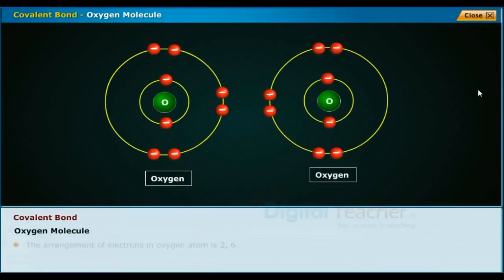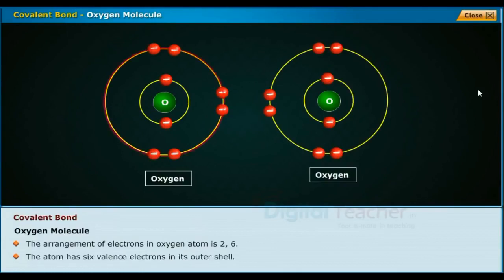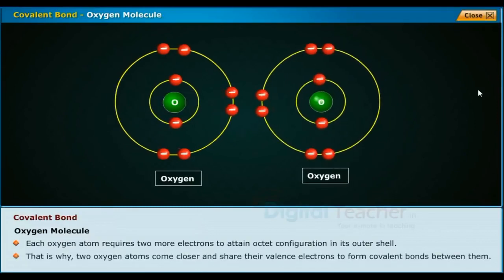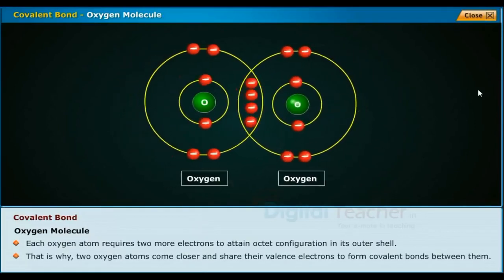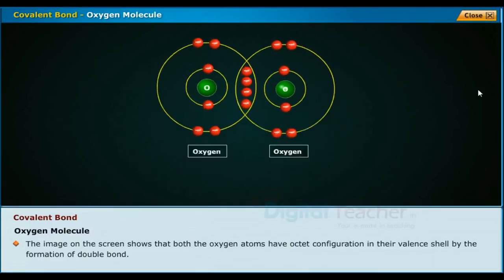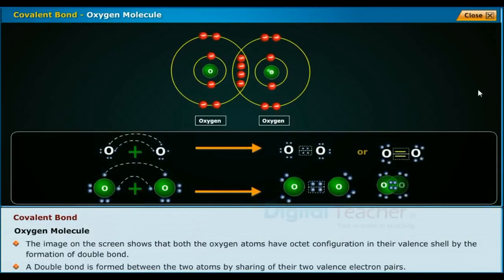Oxygen molecule. The arrangement of electrons in an oxygen atom is 2, 6. The atom has 6 valence electrons in its outer shell. Each oxygen atom requires 2 more electrons to attain octet configuration in its outer shell. That is why 2 oxygen atoms come closer and share their valence electrons to form covalent bonds between them. The image on the screen shows that both the oxygen atoms have octet configuration in their valence shell by the formation of a double bond. A double bond is formed between the 2 atoms by sharing of their 2 valence electron pairs.